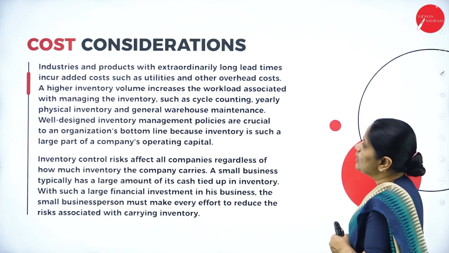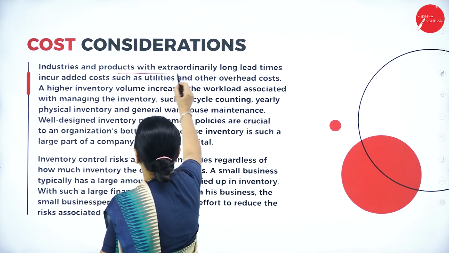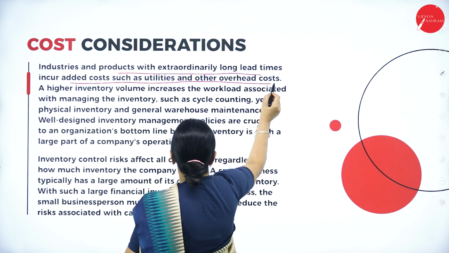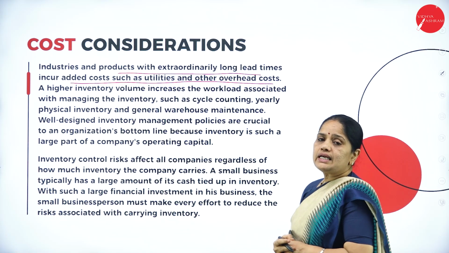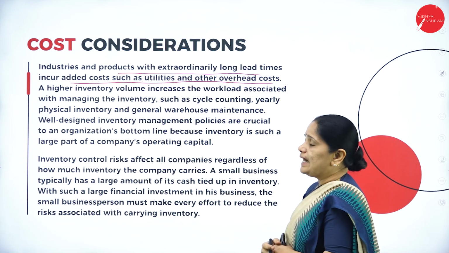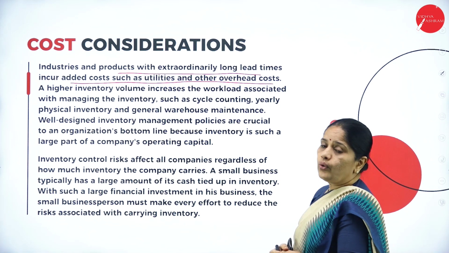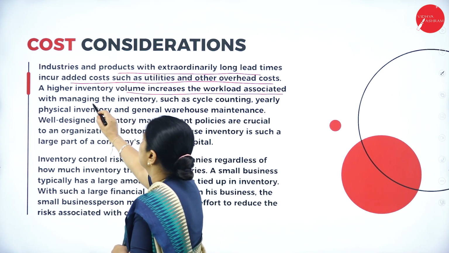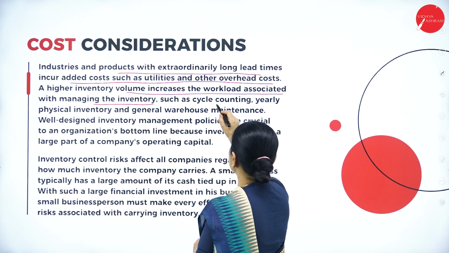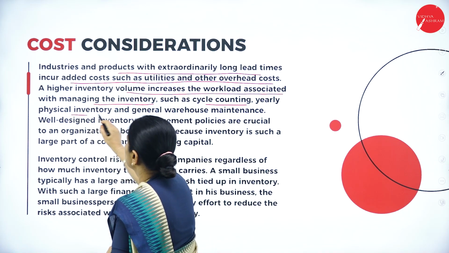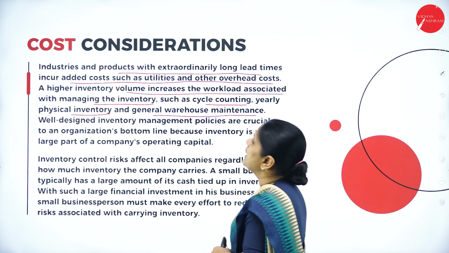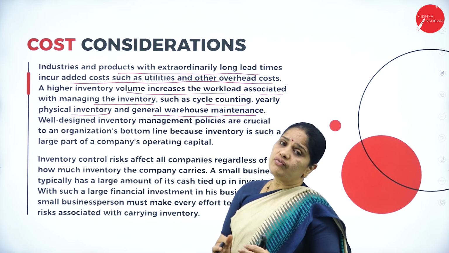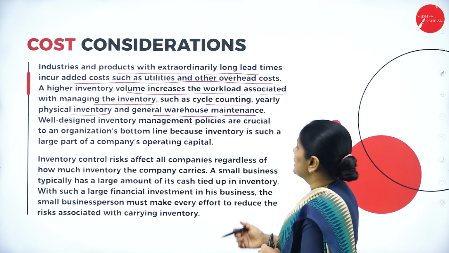The next one is the cost consideration. The industries and products with extraordinarily long lead times incur added costs such as utilities and other overhead costs. So when there is a long lead time, there will be added costs such as utilities and overhead costs. A higher inventory volume increases the workload associated with managing the inventory, such as cycle counting, yearly physical inventory, and general warehouse maintenance. So when the volume of stock is very high, there will be a lot of work associated with that. So what is the work associated with that?